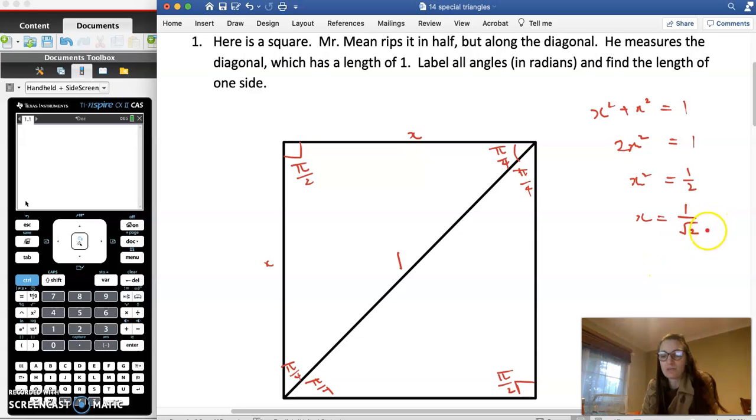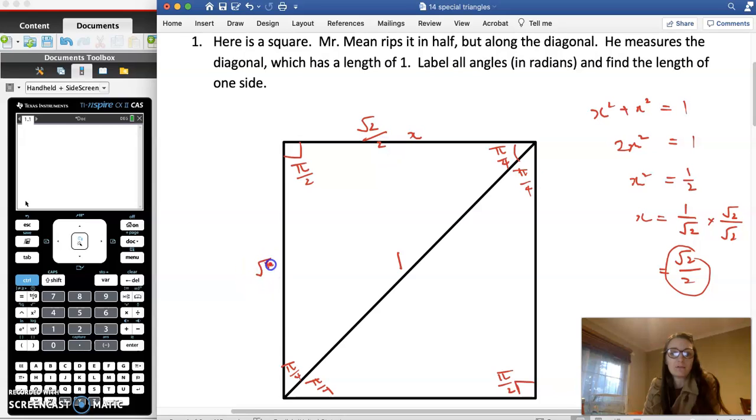Now, we don't usually like having a square root underneath. So if we times this by 1, which is just equal to 1, then what we end up with is root 2 up the top, and down the bottom we've got root 2 times root 2, which is just 2. So that's the one we use. It's equivalent to this one, but we prefer not to have a square root underneath. So this side length is root 2 on 2, as is this one.